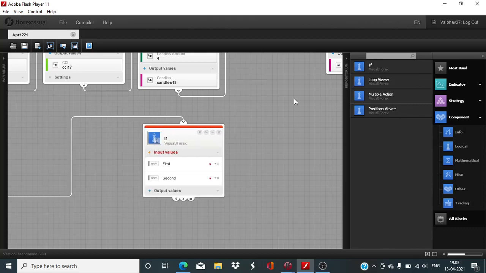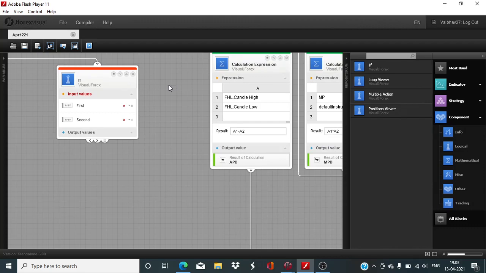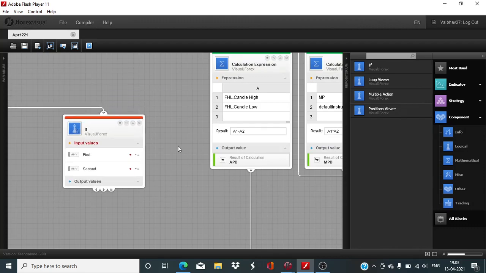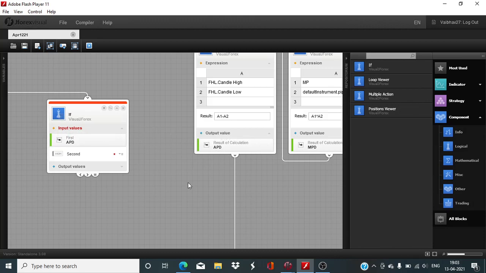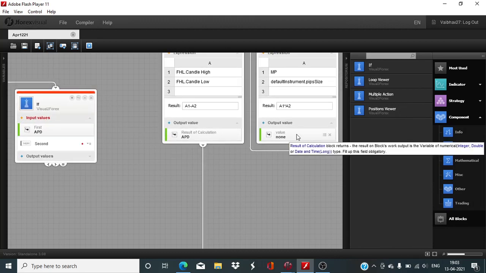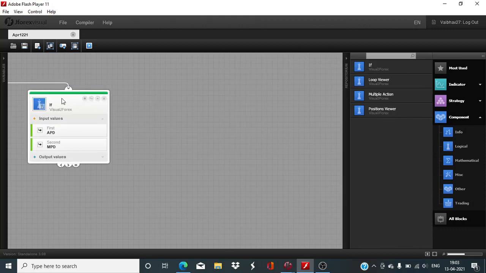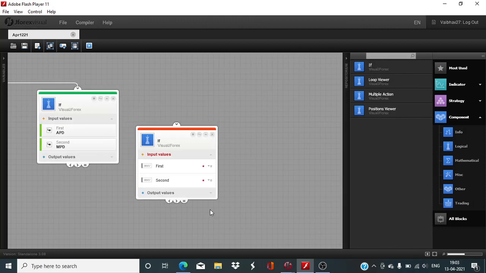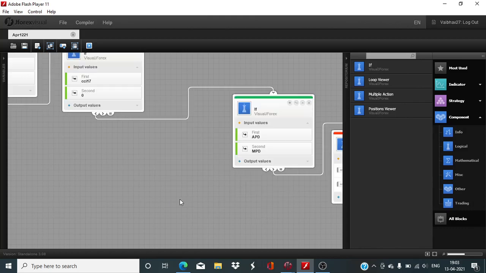Now we will consider the price action, if there is enough of momentum or not. For that, we will be comparing actual price difference, pip difference, to minimum defined pip difference, and APD should be greater than MPD. First input greater than second input.